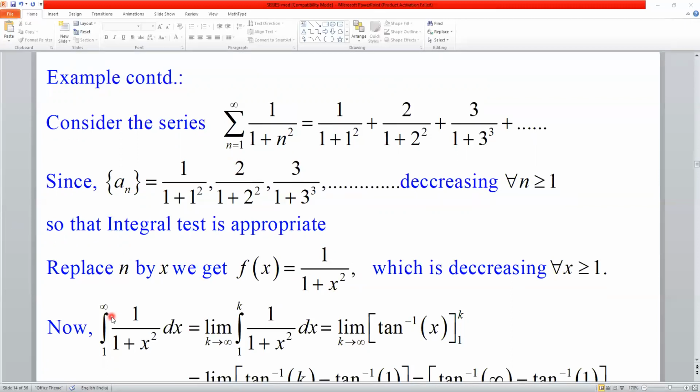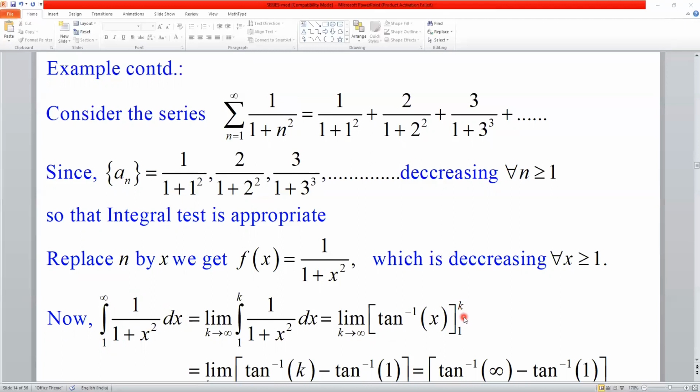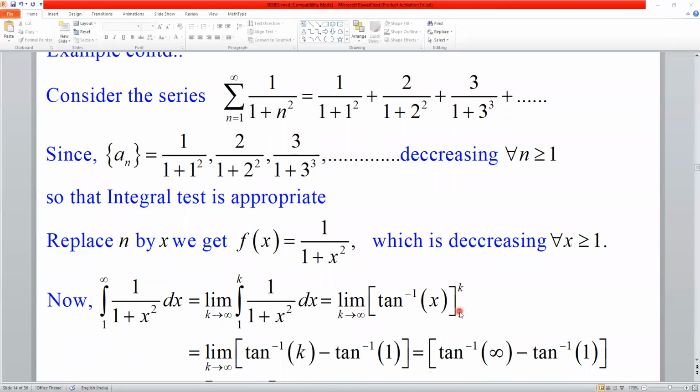Now we take the integration from 1 to infinity of 1 by 1 plus x square dx. The integration of 1 by 1 plus x square is tan inverse of x. Then you take the upper limit k and lower limit 1. When x is equal to k, you apply the upper limit, tan inverse of k, minus, then you apply the lower limit for this function, so we get tan inverse of 1.